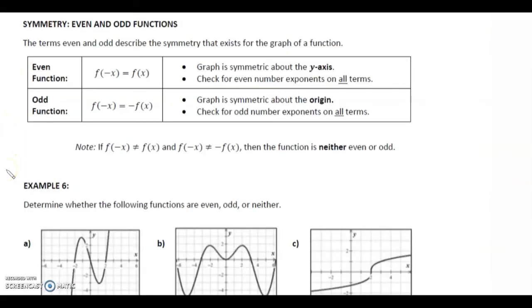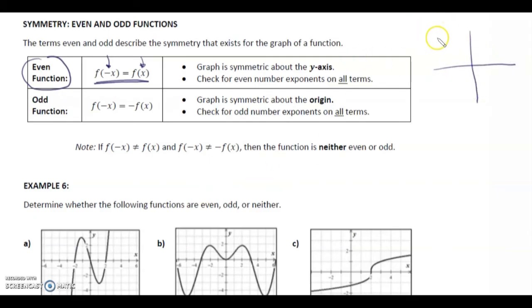Okay, symmetry, even and odd functions. So the terms even and odd describe the symmetry that exists for a graph of a function. So we're going to get more into this, and we're going to get into this algebraically. So for an even function, there's actually an equation. If we were to substitute in -x for every single x value, it should pump out the same equation as the original function. That's what that's saying to us. Okay, and what this means is the graph is symmetric about the y-axis.